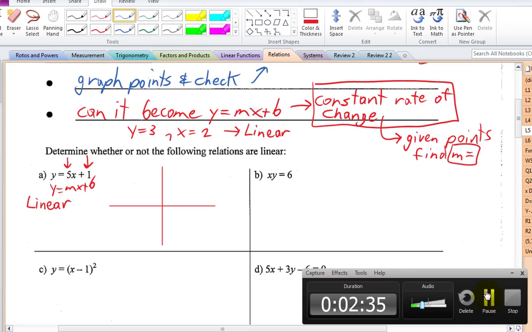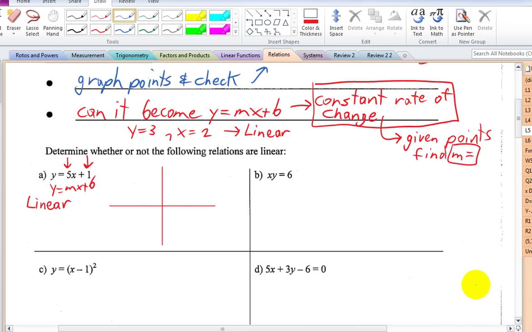Graph that equation. Okay. So plus 1, it's right here. 5 means you count up 5. 1, 2, 3, 4, 5 over 1. There's your other point. There's your line. Okay. So just a real quick check. You all need to know how to graph that really easily.